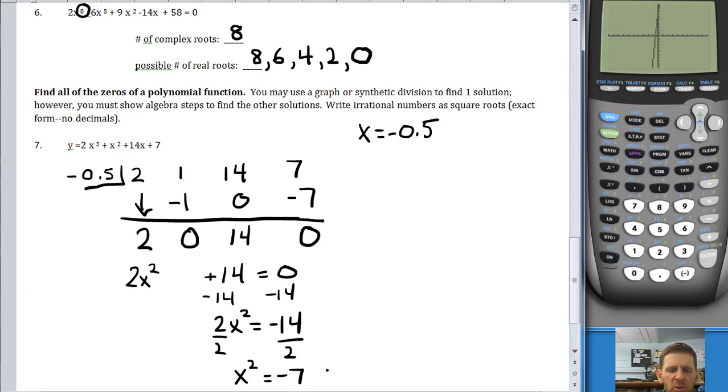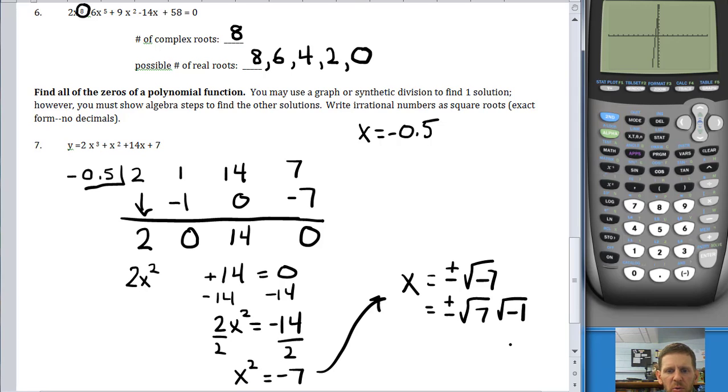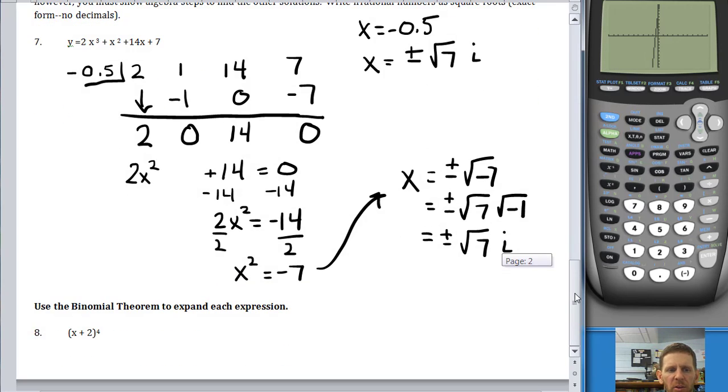And then you're going to square root both sides. Remember, there is going to be a plus or minus out in front of this. So plus or minus the square root of negative 7. Again, there's a negative number inside the square root, so we're going to break this into square root of 7 and square root of negative 1. And this will give you plus or minus the square root of 7 i. And those are your other 2 answers. We have a nice answer, negative 0.5, and 2 of those ugly imaginary answers, plus or minus the square root of 7 times i. The last problem we're going to do is a binomial theorem problem.